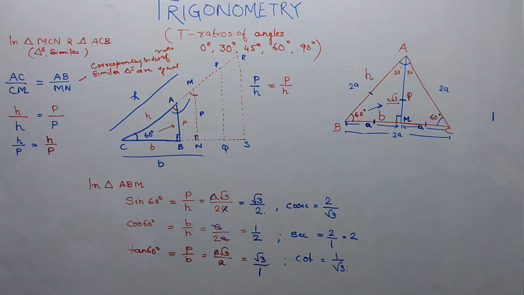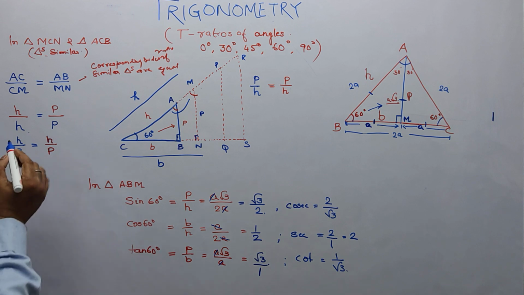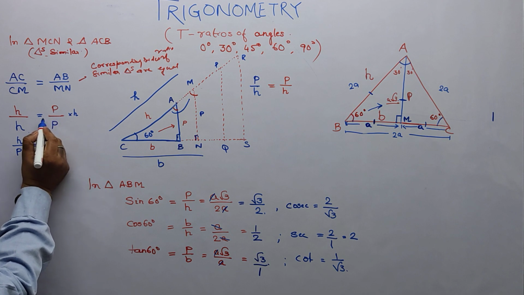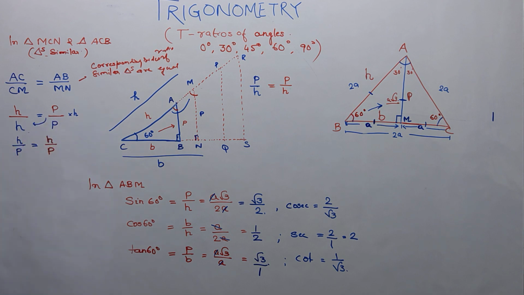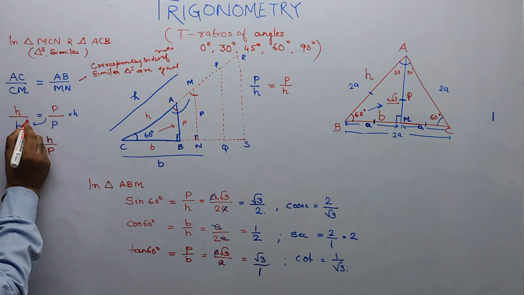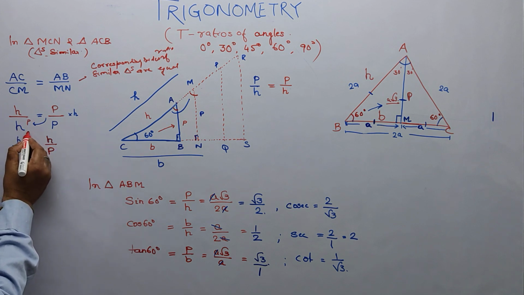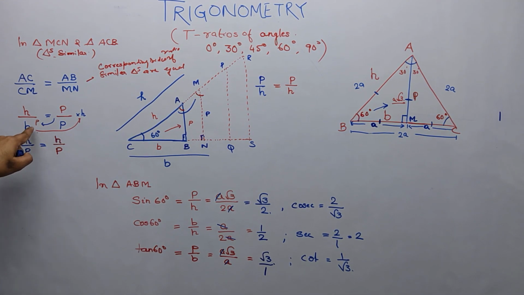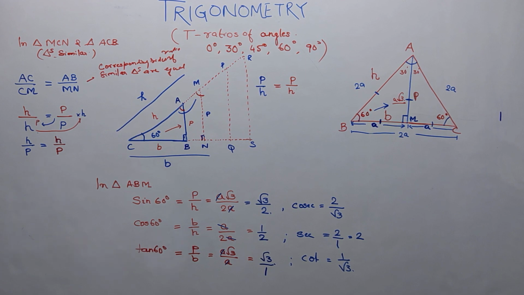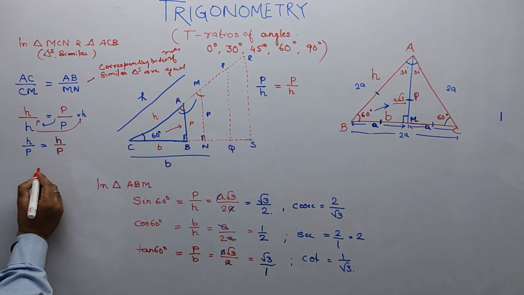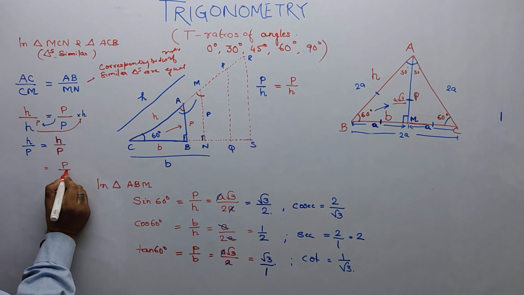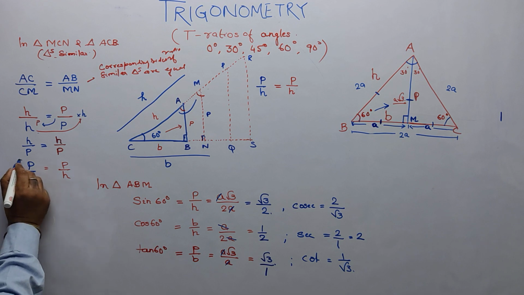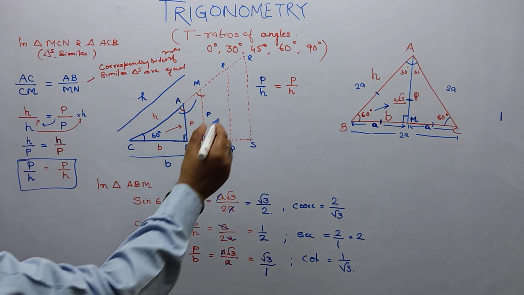Why does it happen like this? Now see, if I multiply this H here, and P will come down here, and this H is going to multiply here. So we will get H upon P, and here it is multiplied, H upon P. So this again can be written as P upon H and P upon H.